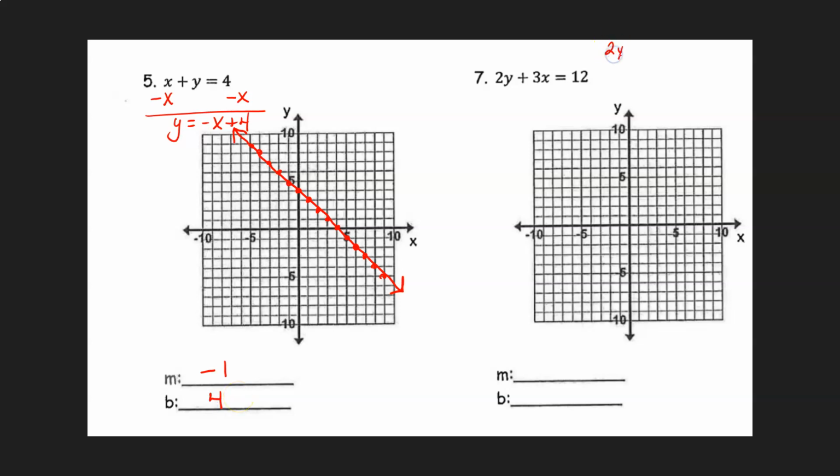Let's go up here so we can rearrange this one. It's a few more steps. So I'm going to subtract 3x from both sides, sorry. Now I have 2y equals -3x plus 12. I'm going to divide everything by 2. So I have y equals -3/2 x plus 6. So my slope is -3/2, and my y-intercept is 6. So I'm going to start there at 6. I'm going to go down 3, right 2. And then I'm going to go up 3, left 2.